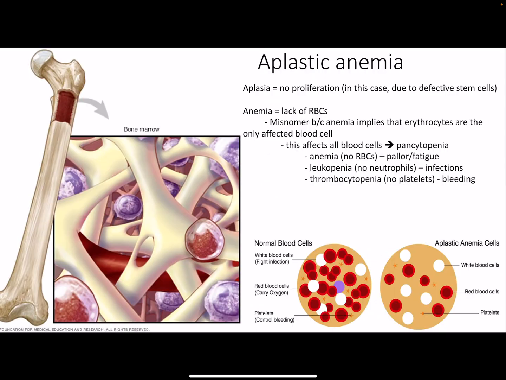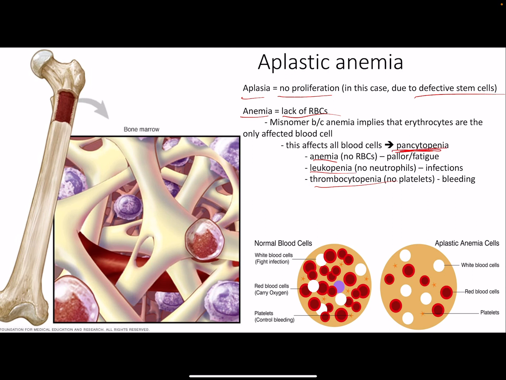All right, moving on to the next one. It's short and sweet. Aplastic anemia, aplasia, no proliferation. In this case, because you have defective stem cells in your bone marrow. And then anemia, of course, maybe I didn't explicitly say this, maybe I did. Anemia is a lack of red blood cells, but this is a misnomer because, at least in the case of aplastic anemia, the bone marrow doesn't just make red blood cells. It makes white blood cells. It makes platelets. So it's going to affect everything, which is why this is a pancytopenia.